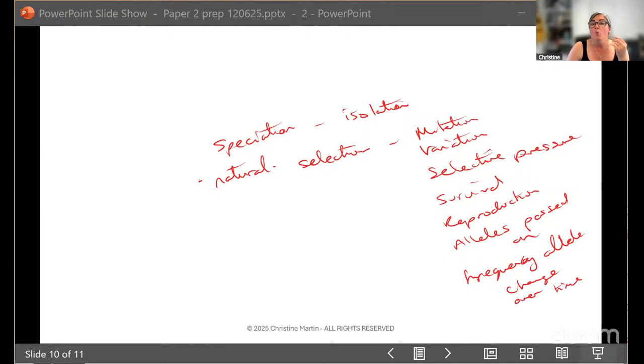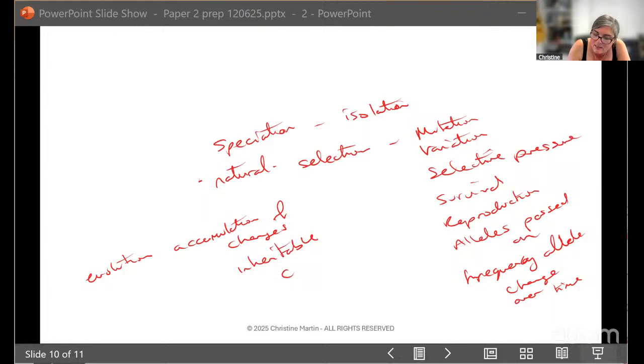And then when we talk about evolution, evolution is the accumulation of these changes over time. The accumulation of these inheritable characteristics over time. Wow, my writing is atrocious.